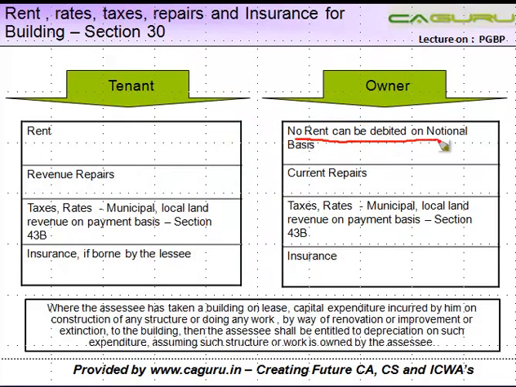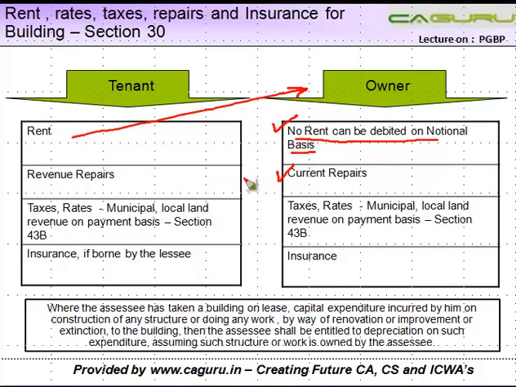No rent can be debited on a notional basis. What does this mean? The tenant actually makes a payment to the owner in respect of usage of building. The owner may not pay any rent to a third party. So if you are just using your own building, you cannot debit any kind of a rent on a notional basis, saying that, oh, look, if I would have hired this building from a third party, I would have paid 500 rupees. So therefore this 500 should be debited. What if I own the building? No, that is not allowed. So no rent can be debited on a notional basis.